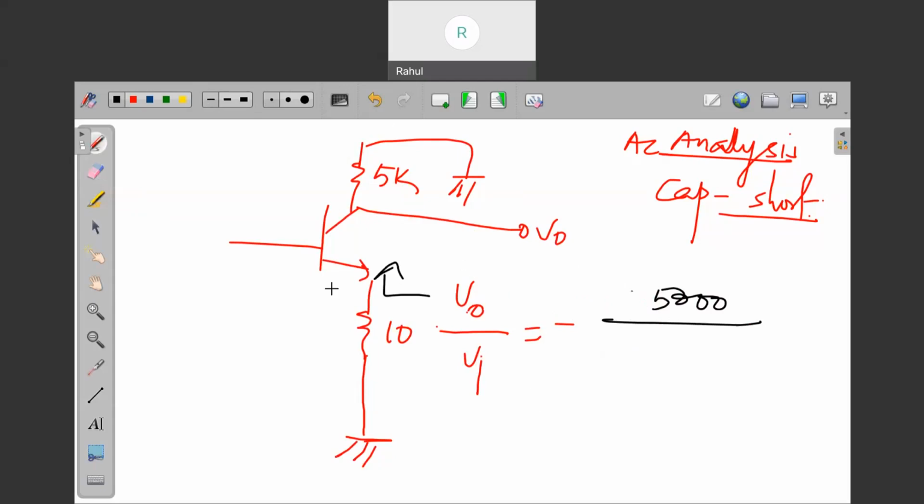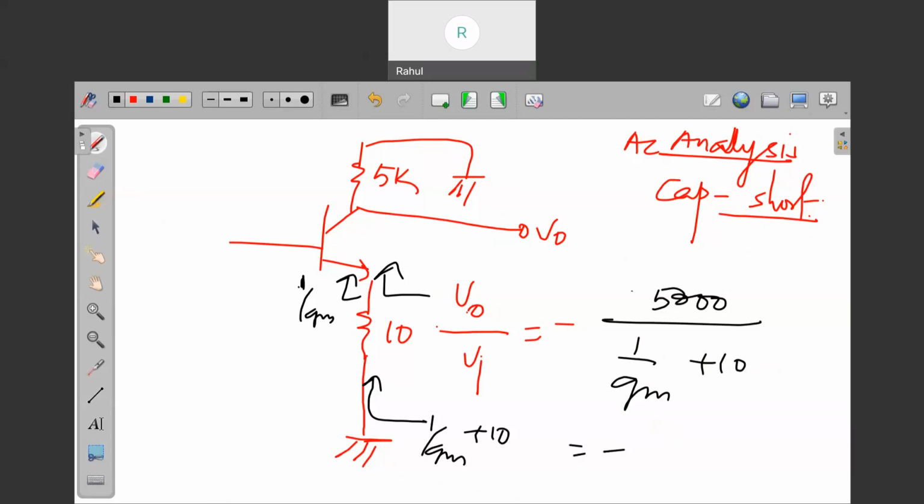And from here, if you see, that is 1 by GM. And from here, that is 1 by GM plus 10. So 1 by GM plus 10. So you can compute now. Once you compute this, the answer will be approximately minus 232.23. Compute this.